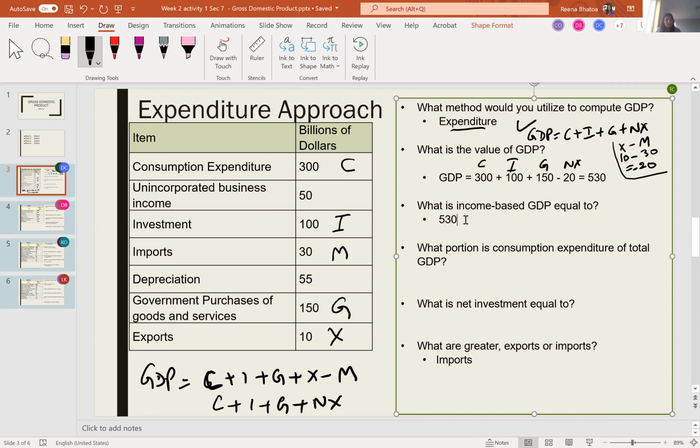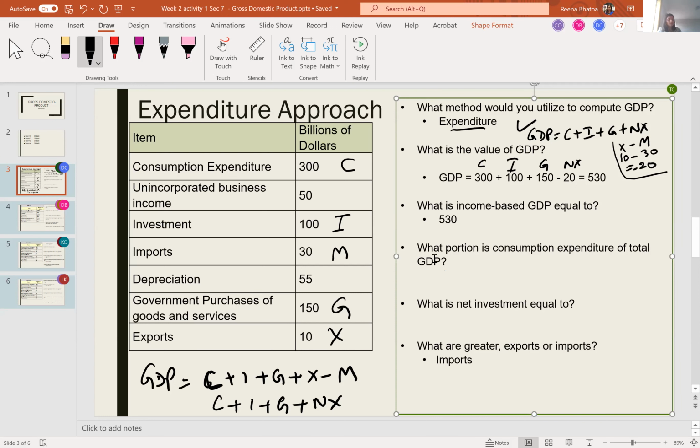Make sense? So no other calculation, no question, nothing. You have calculated GDP using the expenditure approach, which is 530. Using the income approach, it will always be equal, because one person's expenditure is the other person's income, right? Using income based or expenditure based, it's going to stay the same.